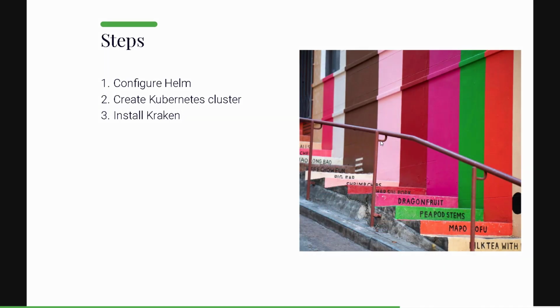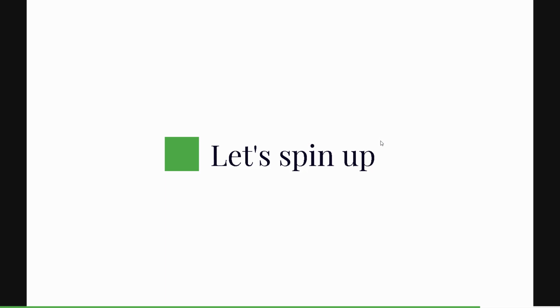First, you need to configure Helm, second is creating the Kubernetes cluster, and then we have to install Kraken on the cluster. Once these three steps are done, you will be able to spin up the instances for Kraken, and then you'll be able to inject more load based on your needs. Now let's spin up the Kubernetes cluster in AWS.